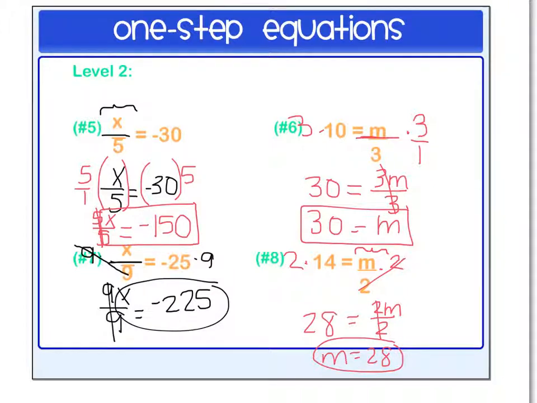You could go back through and check over all of your answers by plugging in what you had. Negative 150 divided by 5 is negative 30. 30 divided by 3 is 10. Negative 225 divided by 9 is negative 25. And 28 divided by 2 is 14.